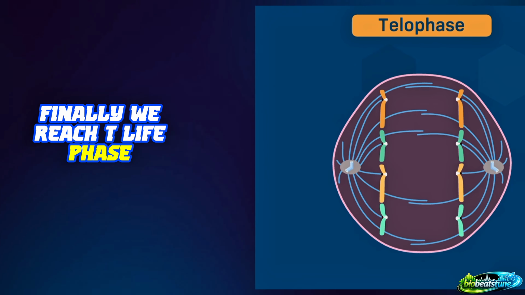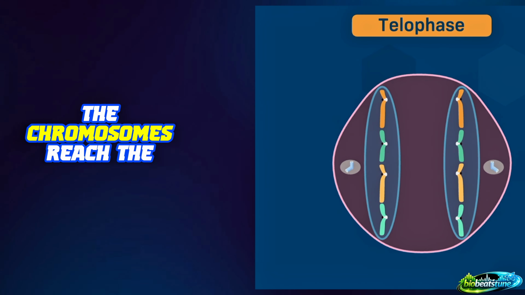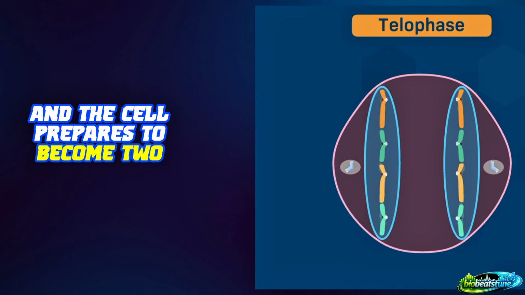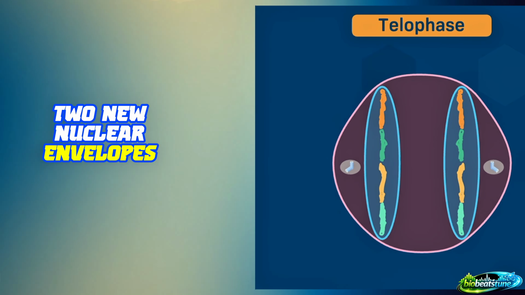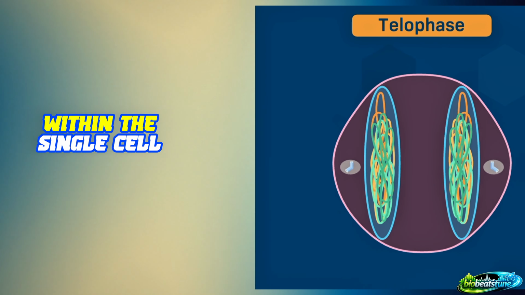Finally, we reach telophase. Remember T for 2. In this stage, the chromosomes reach the opposite ends of the cell, and the cell prepares to become 2. Two new nuclear envelopes form around each set of DNA, creating two identical nuclei within the single cell.